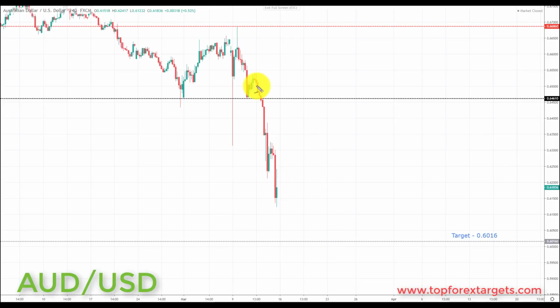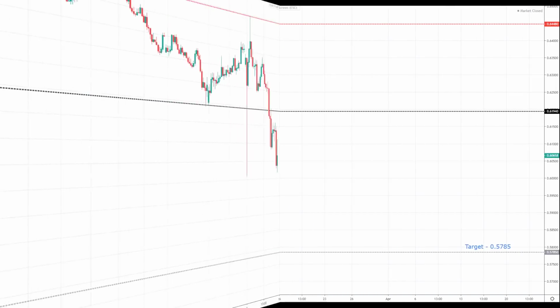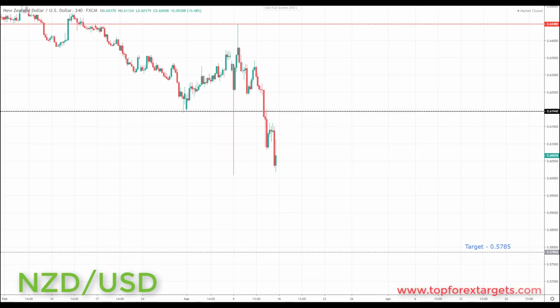What we would like to see is, because we've had this sell-off here, if we can get a correction, any pullback in this area is going to be viewed as an opportunity to once again start to look for bearish setups. And we're going to be looking at initiating shorts down towards the next key of support to the downside in the target set at the 0.6016. So next market we're going to look at is New Zealand dollar.